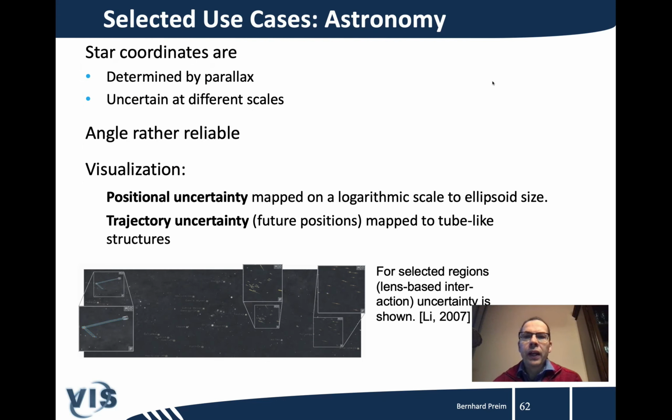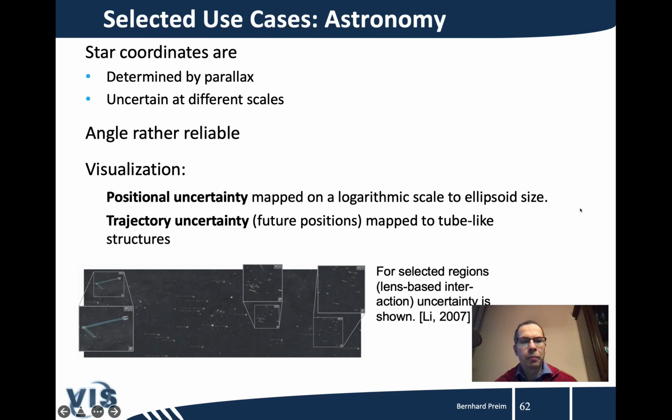Briefly, I want to mention also astronomy, and there we have coordinates related to the stars, determined by parallax, and they are uncertain. Since these stars are at very different distances from us, this uncertainty also has very different scales. So there is positional uncertainty and trajectory uncertainty about where these stars will move in the future.